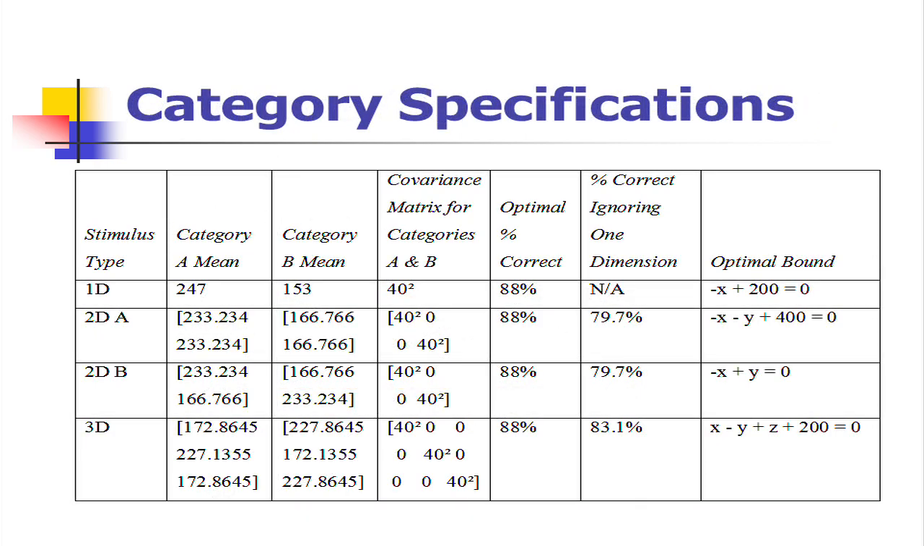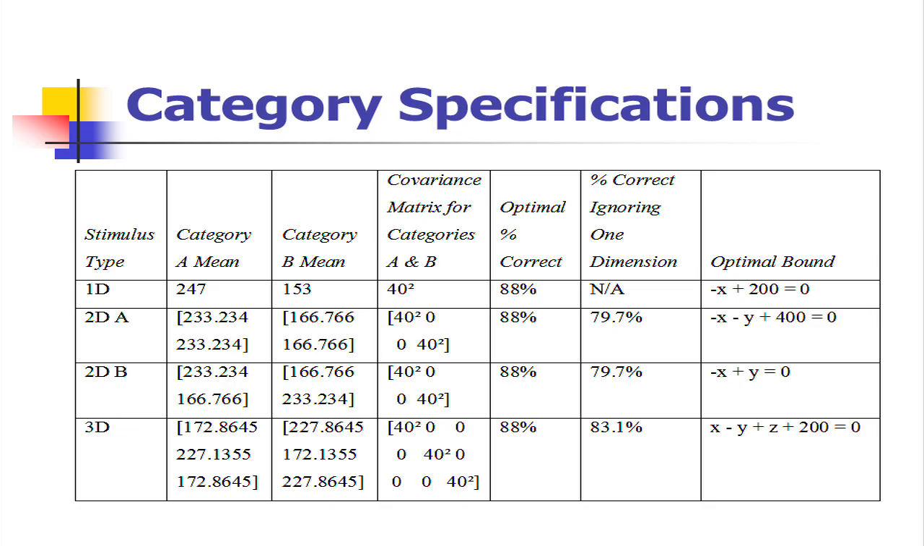Okay, this is some information about the category structures, not super important, but this is kind of the idea: category A had a mean of 247 dots, category B had a mean of 153 dots. So 247 is the mean for A, but there are members that have fewer and members that have more than that, okay? And so then this is the variance, so it's 40 squared, so that means that 68% of members of category A are going to be within 40 dots above 247 and 40 dots below 247.